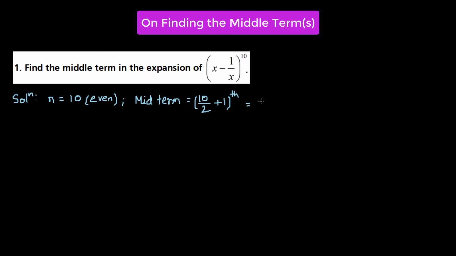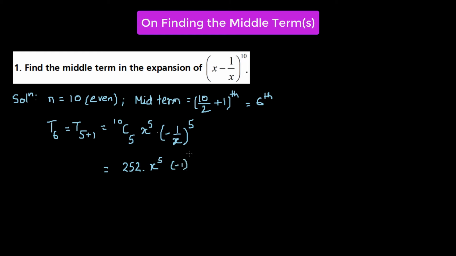So we have 10 over 2 is 5, 5 plus 1 is 6, so the sixth term is going to be our middle term. So let's find the value of t6, which is equal to t(5+1), which equals 10C5 times x raised to the power of 10 minus 5, which is simply 5, times (negative 1 over x) raised to the power of 5. 10C5 has the value 252, times x raised to the power of 5, times negative 1 raised to the power of 5, divided by x raised to the power of 5.